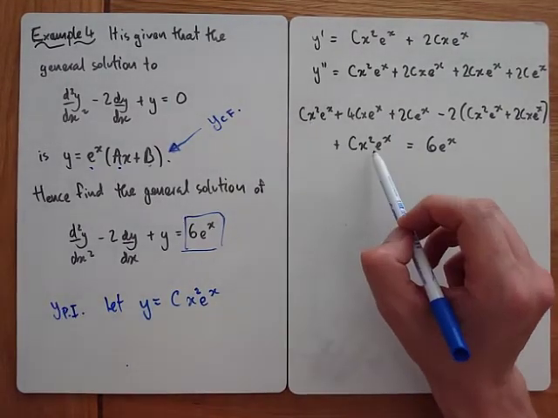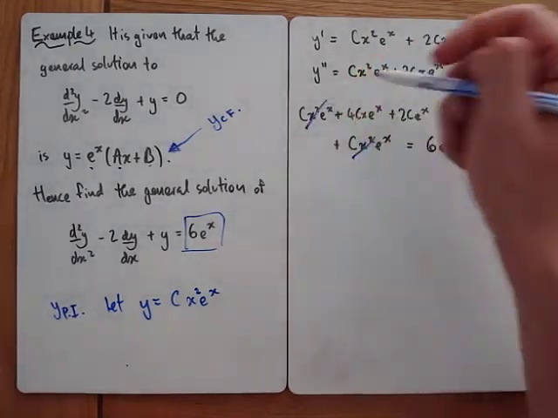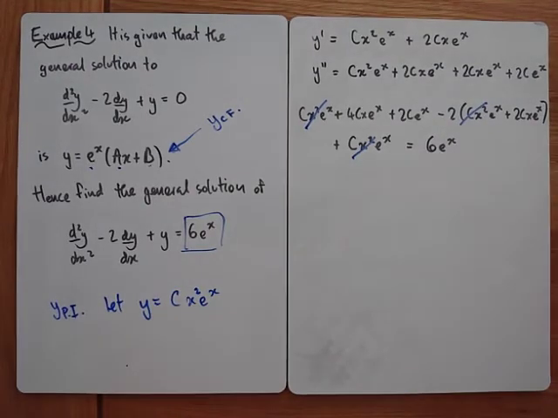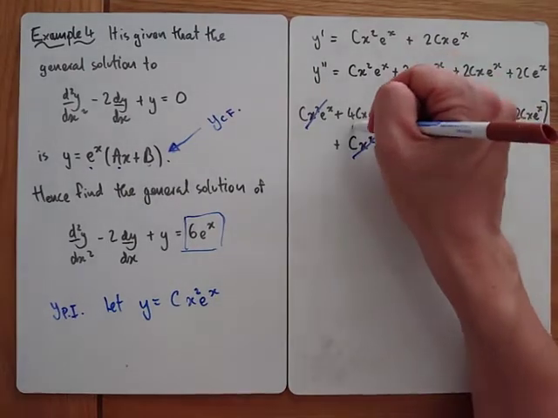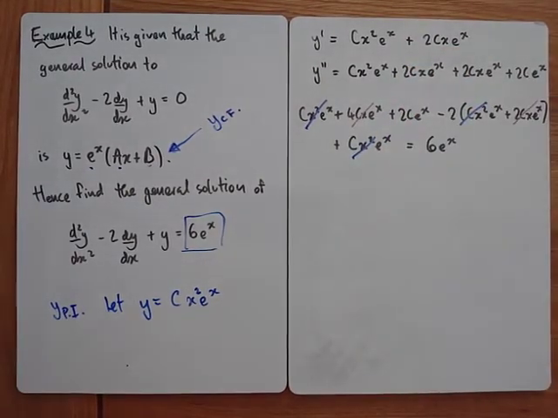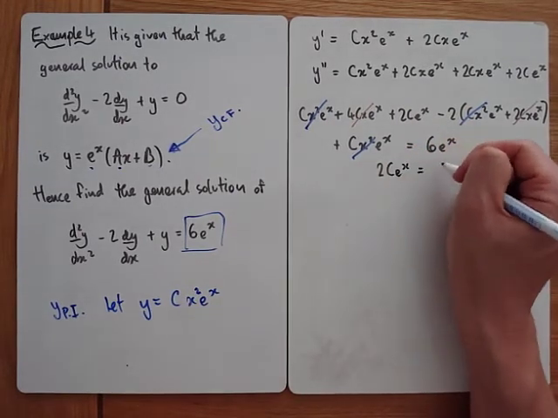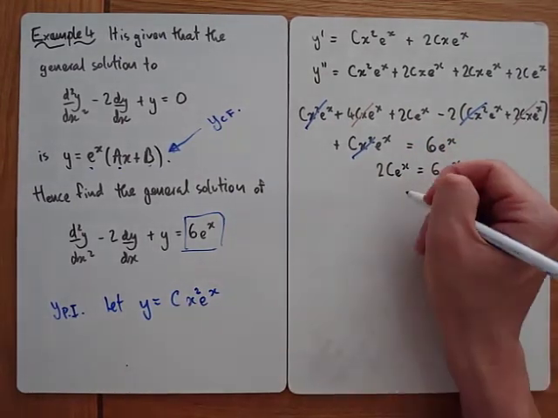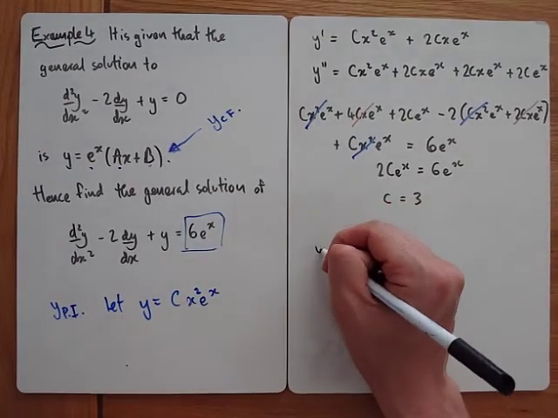So we've got cx squared, so there's 2 of those, minus 2 of them, yeah, they cancel. Remember, we're only expecting to get e to the x terms, aren't we? And what about the x e to the x's? 4cx minus 4cx, yeah, they cancel as well. Okay, so we have just got 2c e to the x equals 6 e to the x. I think clearly we can just see that c must equal 3. Okay, and we're done.